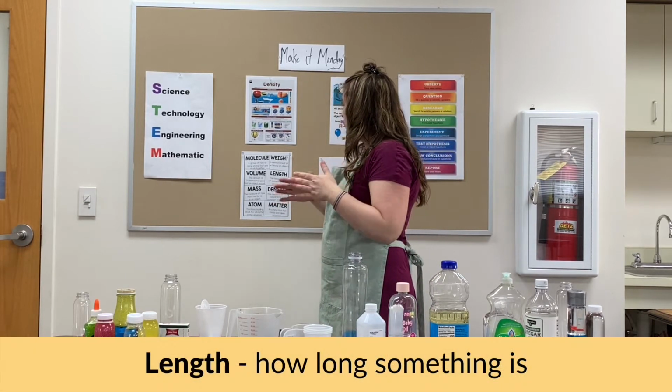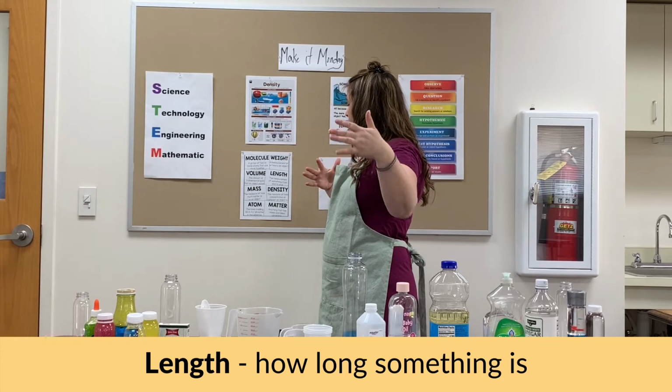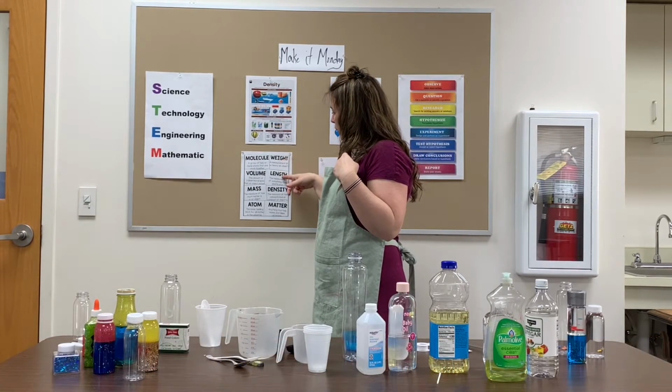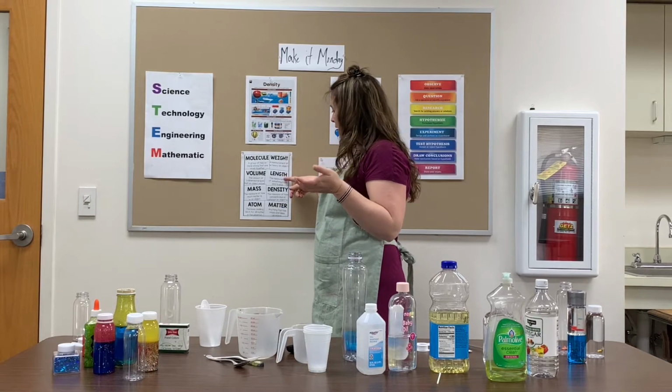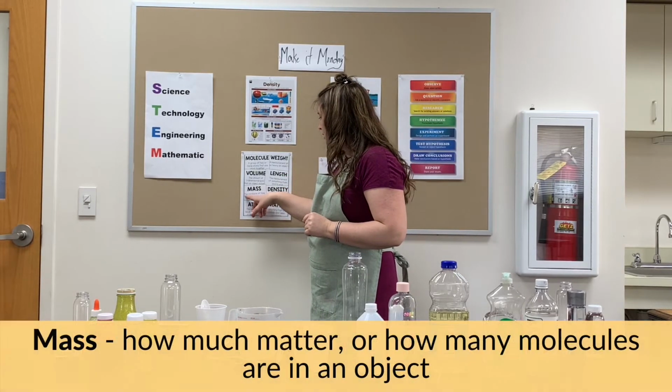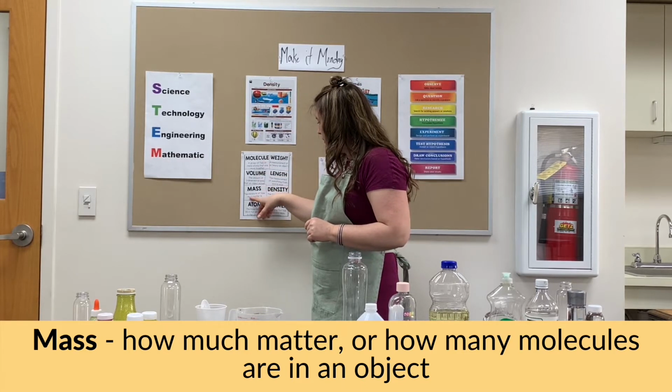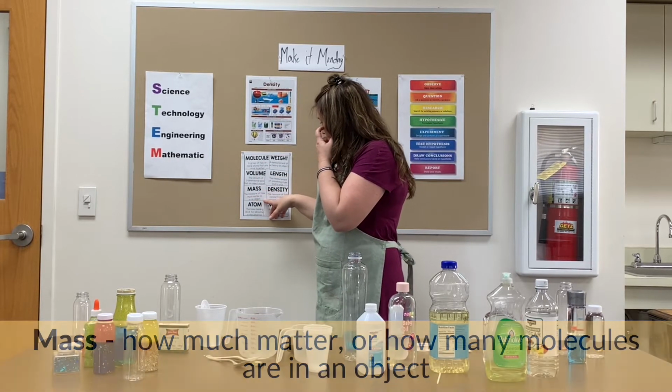Length, the measurement of how long or how wide an object is. So usually you guys know your weight and your height or length. And then mass, the measure of how much matter, so your molecules, is in an object.